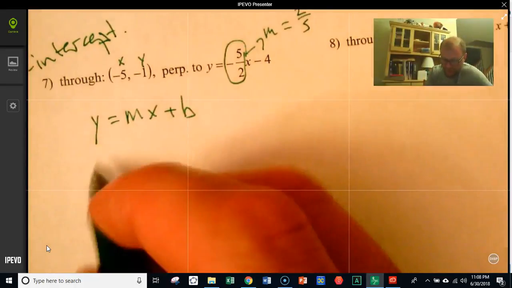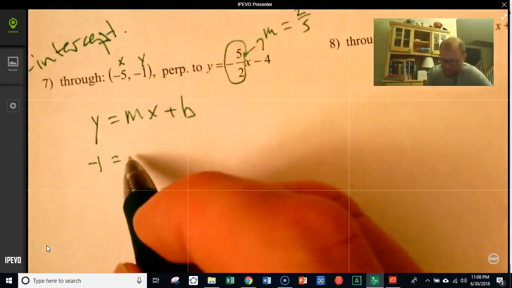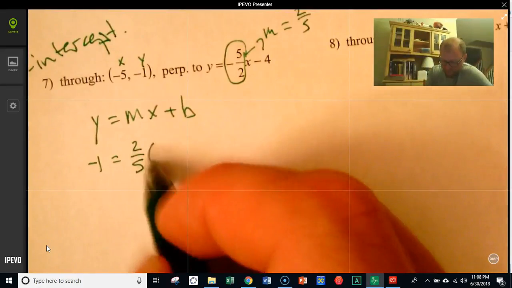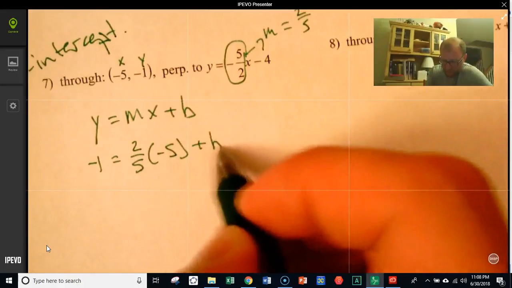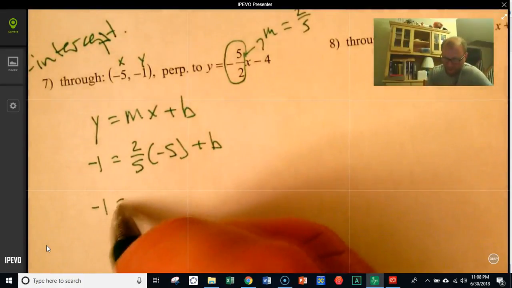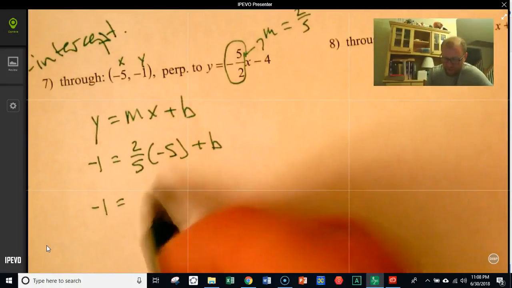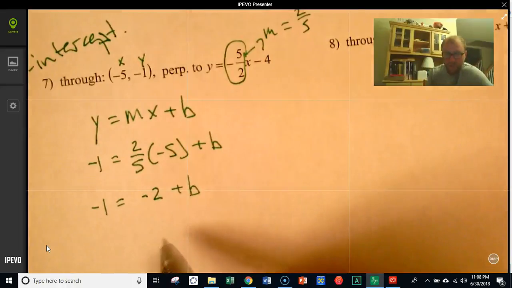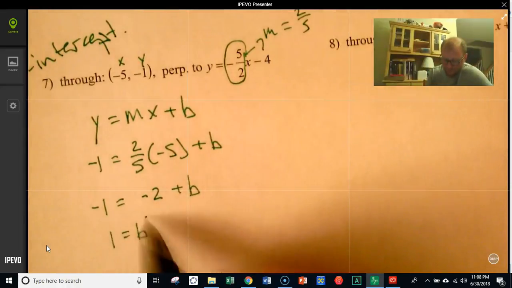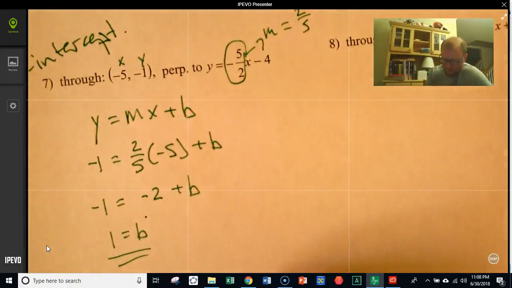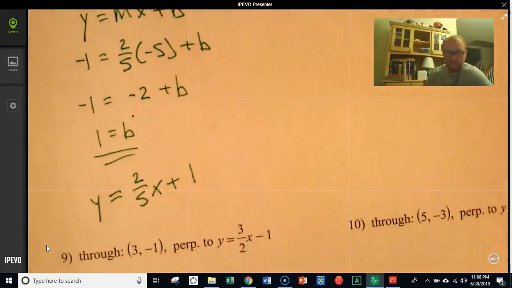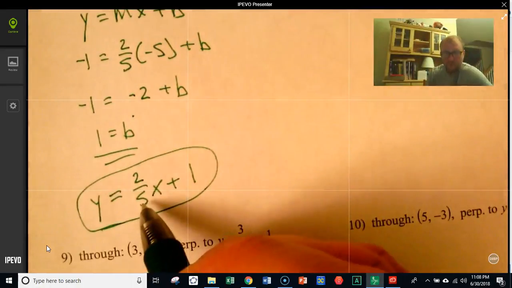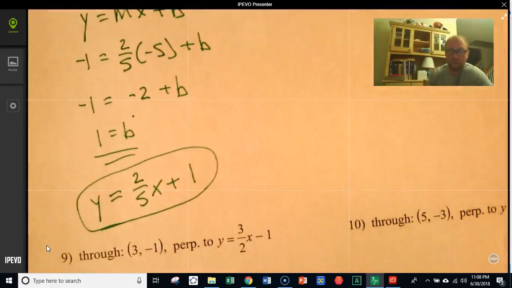M equals 2/5. So we have negative 1 equals 2/5 times negative 5 plus b. So negative 1 equals negative 2 plus b. Add 2 to both sides, we get 1 equals b. So our equation is y equals 2/5 x plus, instead of b, it's 1. Slope is the negative reciprocal, and we get b from where we solved earlier.